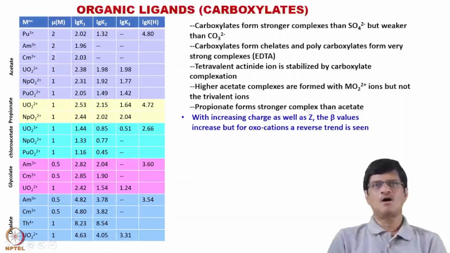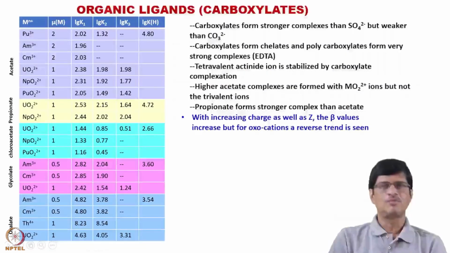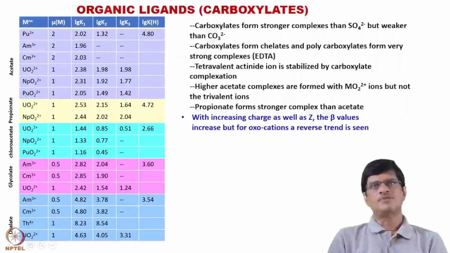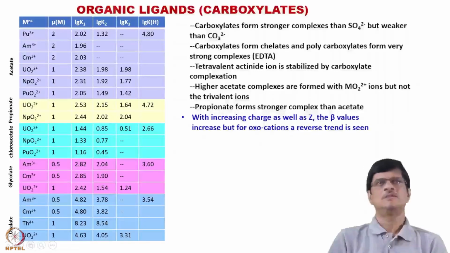Now I come to the organic ligands. The first thing I would like to cover is the carboxylate ligands. These carboxylates actually have a single charge, like acetate, which is a dissociated form of acetic acid, and it forms stronger complexes than sulfate, which has 2 negative charges, but weaker than that of carbonate, which has 2 minus charge as well.